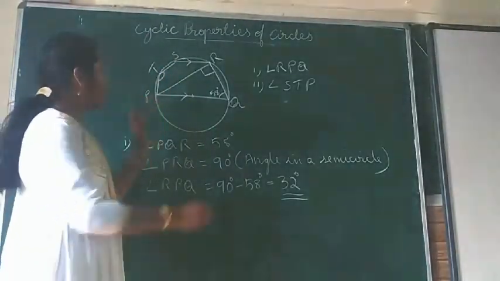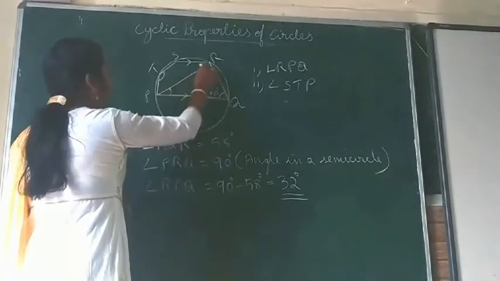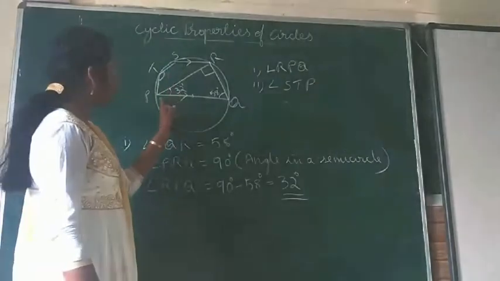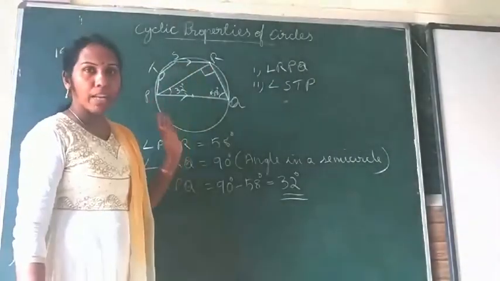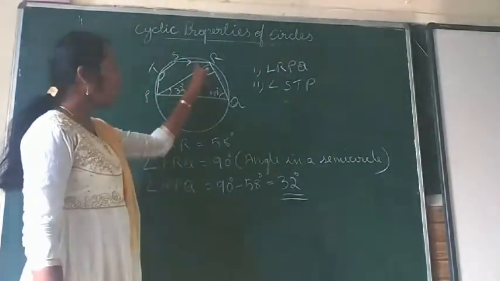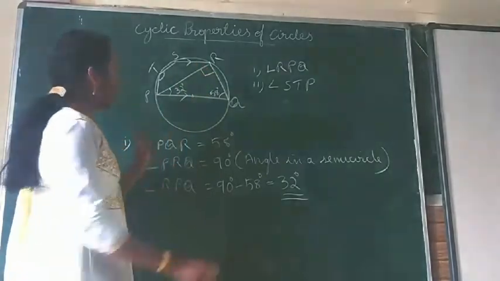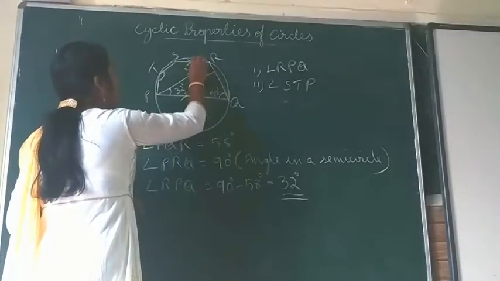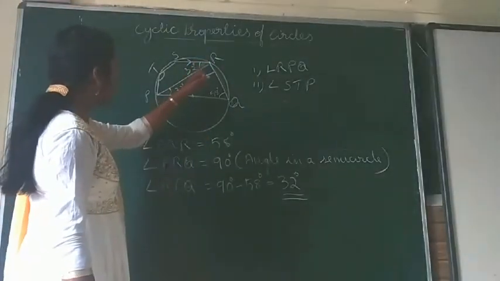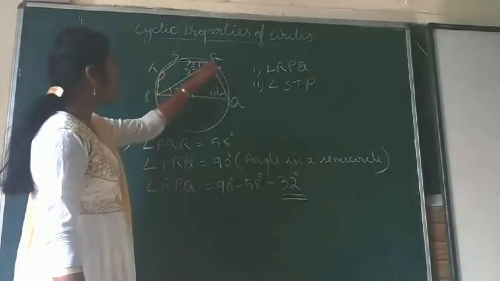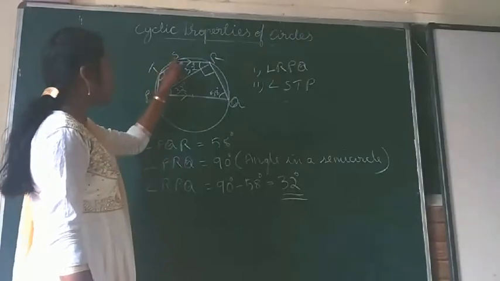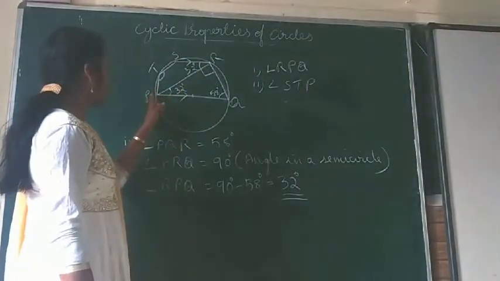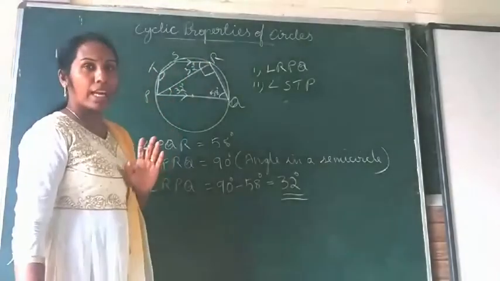Now we have already got the value of angle RPQ, that is 32 degree. It is also given that PQ and SR are parallel to each other. We know that alternate angles are equal. That means angle SRP will be equal to 32 degree. Now consider the quadrilateral PTSR. P, T, S and R are consecutive points. That means quadrilateral PTSR is a cyclic quadrilateral.